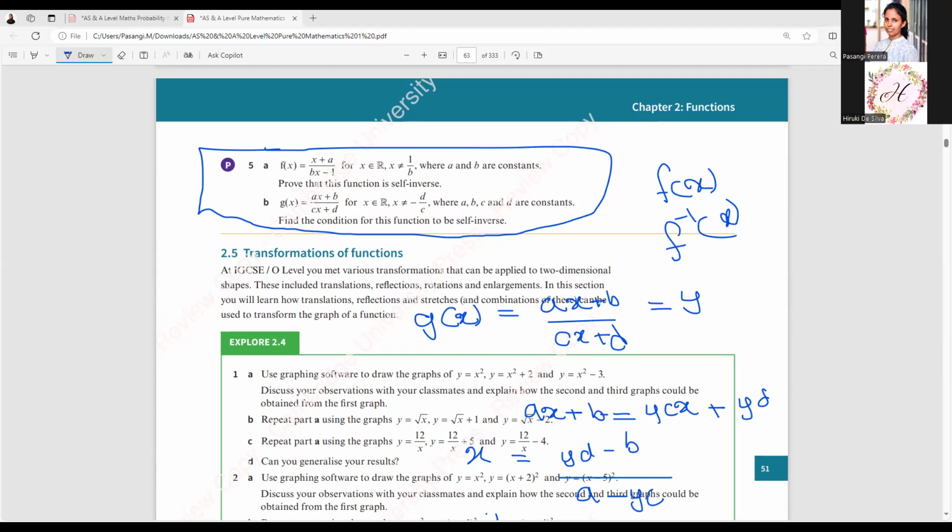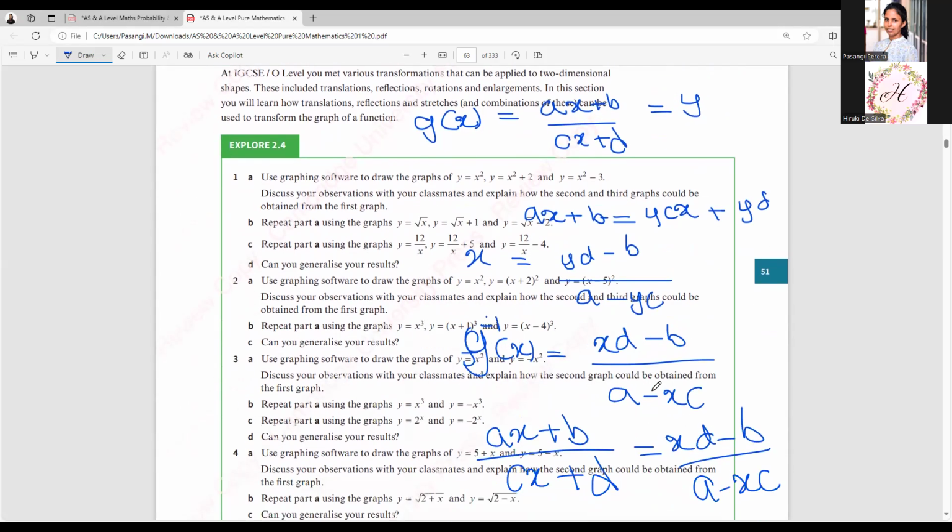Okay, that means you can equate everything and find the value for x, right? So then x becomes, x will be, so. In the answers they have given d is equal to negative a. That's the condition that they've given. D is equals to negative a. Only that one? Yeah, that's the answer that they've given.